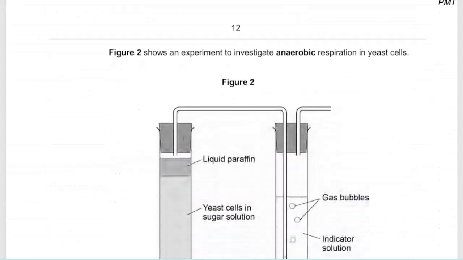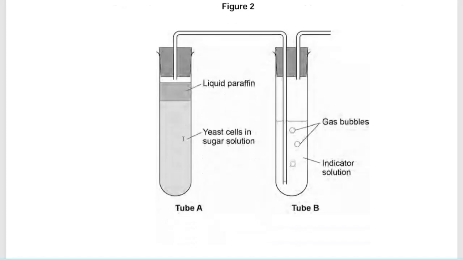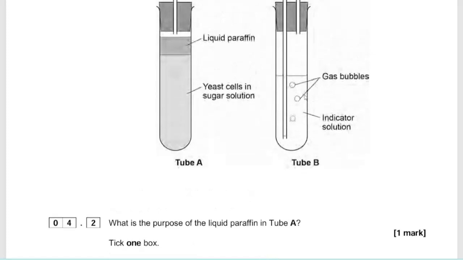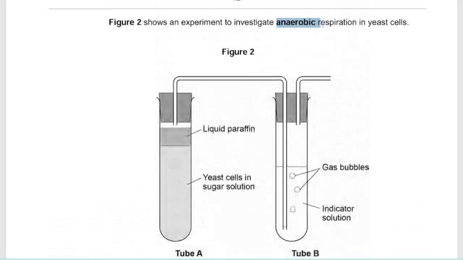Now, this is the usual preamble I see. Figure 2 shows an experiment to investigate anaerobic respiration in yeast cells, and you're just shown a little diagram of what that experiment would look like. What is the purpose of liquid paraffin in tube A? Now, the whole purpose of this is that you want to look at anaerobic respiration, which means without oxygen. So what the liquid paraffin does is it prevents oxygen from reaching the yeast cells.